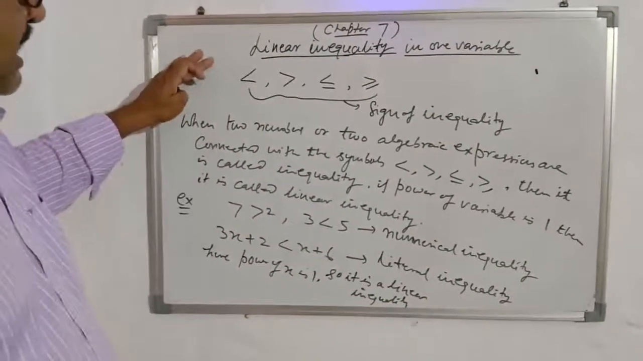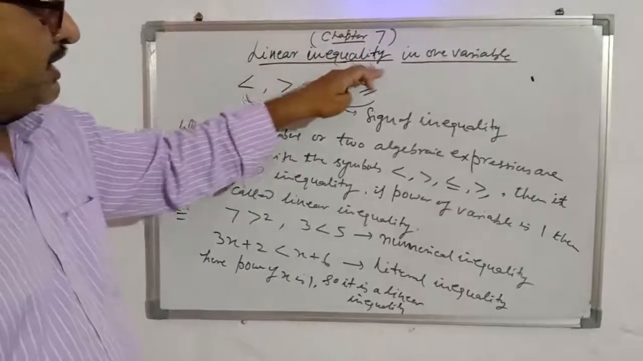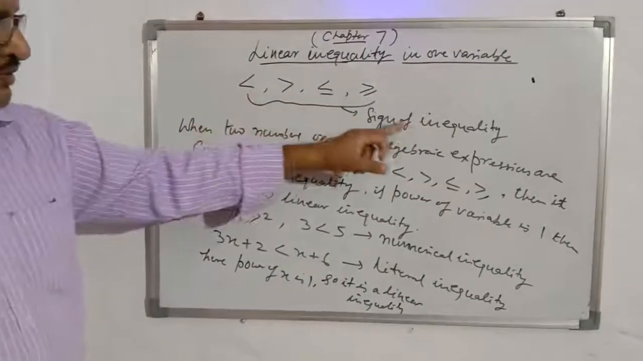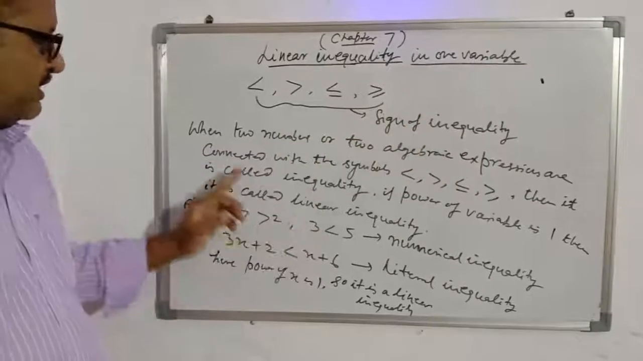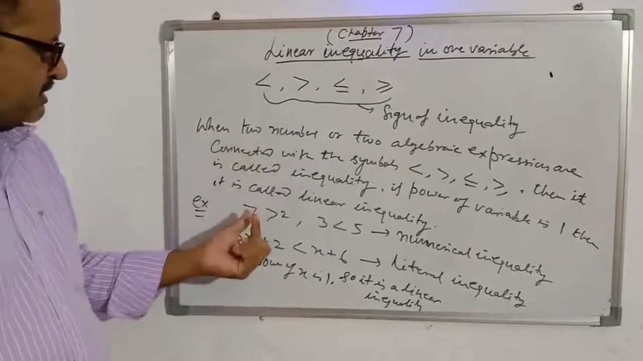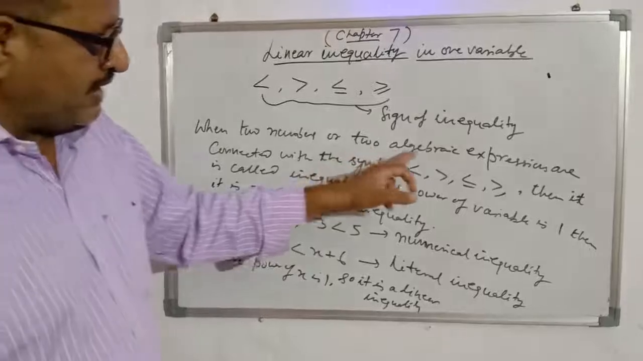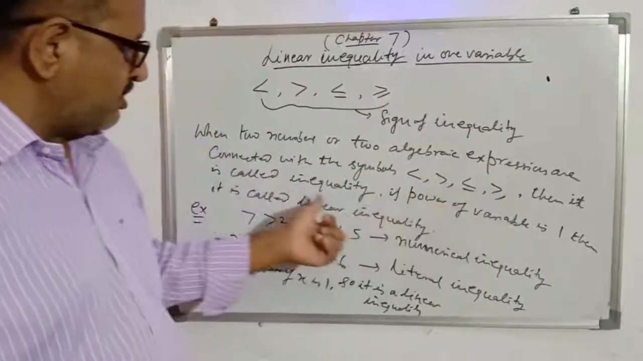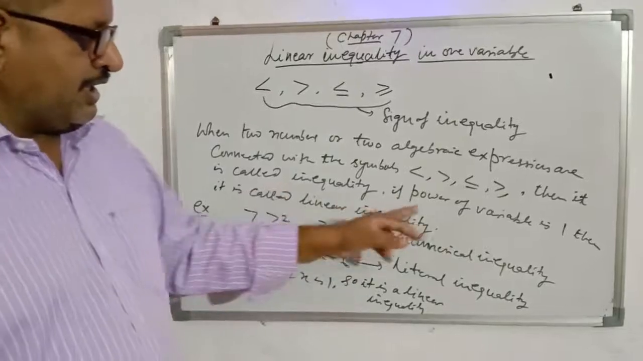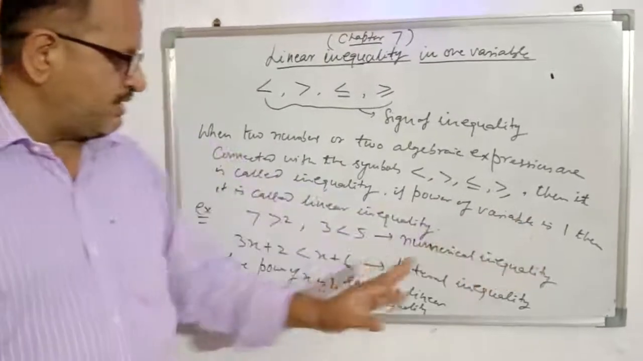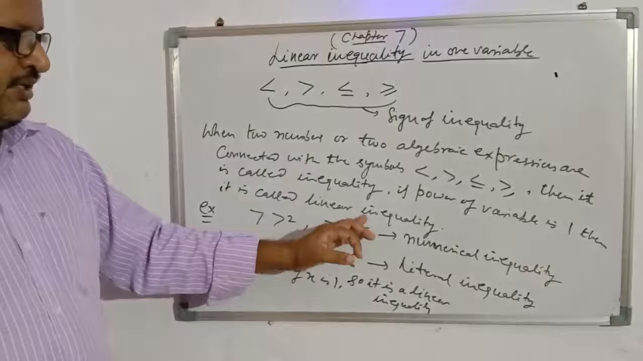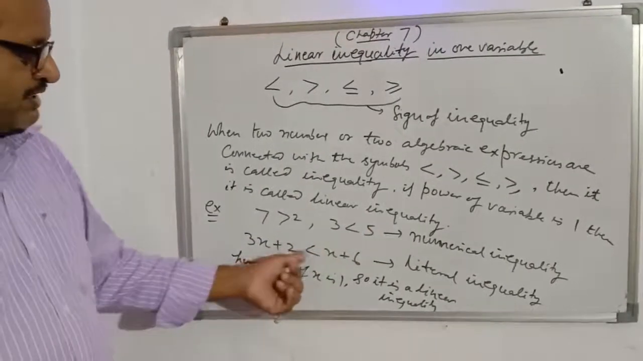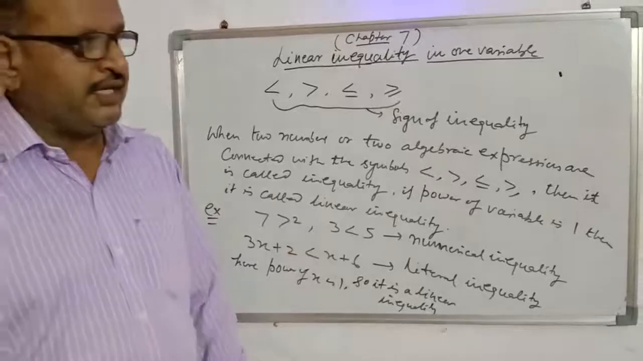So in this exercise we have to study linear inequality in one variable. These are the symbols of inequality. When two numbers or two algebraic expressions are connected with these symbols, it is called inequality. If power of variable is 1, then it is called linear inequality. Here the power of the variable x is 1, so it is an example of linear inequality.